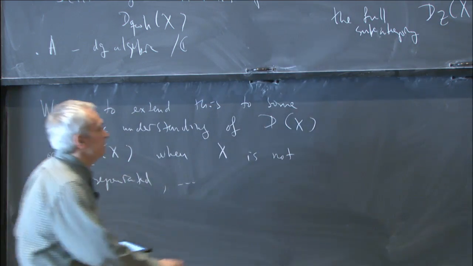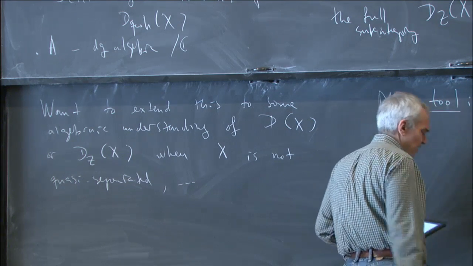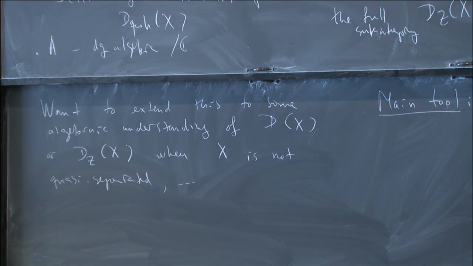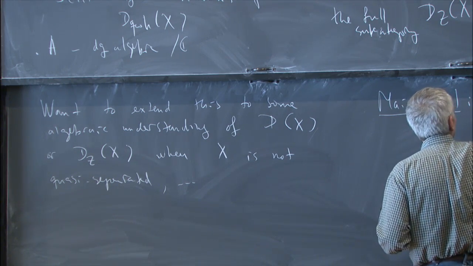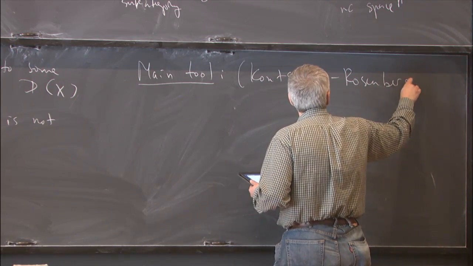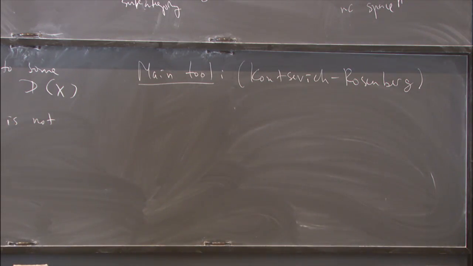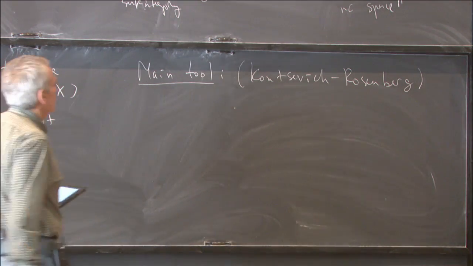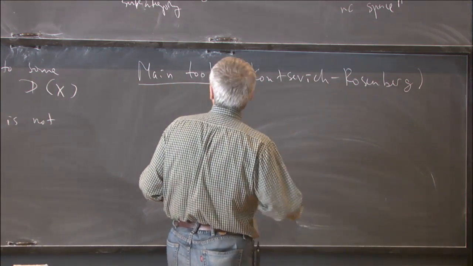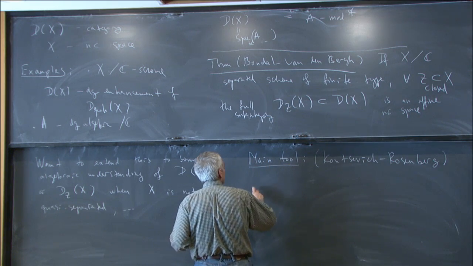And so the main tool is something that actually was proposed a long time ago, but wasn't really pushed to its natural conclusion, by Kontsevich and Rosenberg. And it's the fact that non-commutative spaces can be really described by non-commutative localizations.